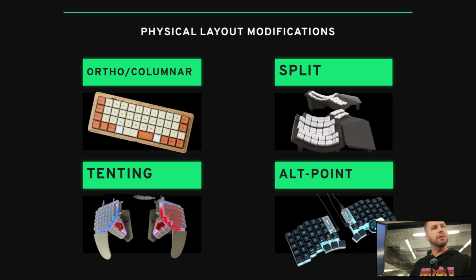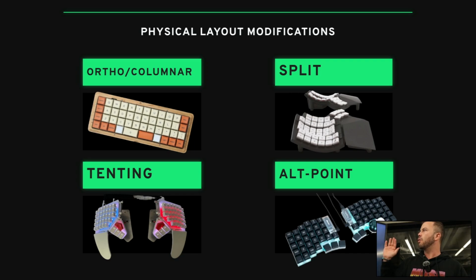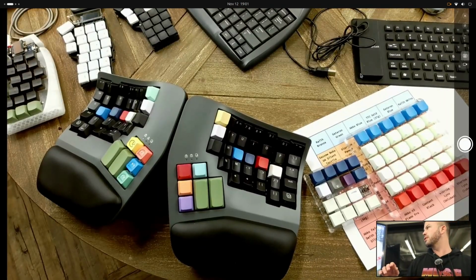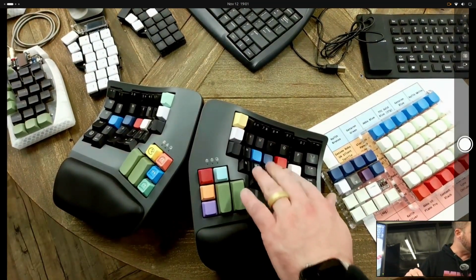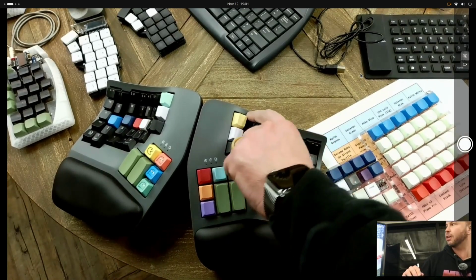So what can we do that would make it better? Well, one is to stop that staggered layout, have an ortho or columnar layout. The difference between those two terms is ortholinear means that it's set up in a grid, so it's rows and columns all rectangular. Columnar means that it is actually staggered, so it's still in columns, but not necessarily in rows. So like this keyboard here, you can see not all the tops of the keys line up.